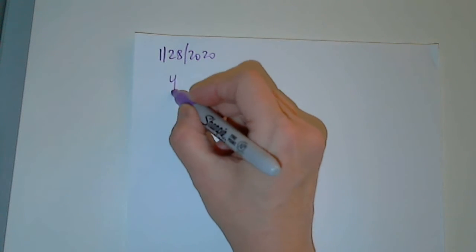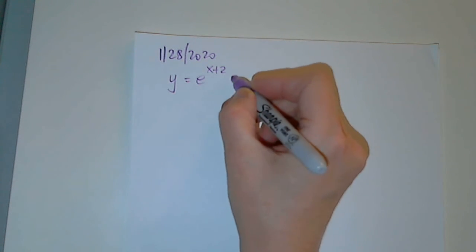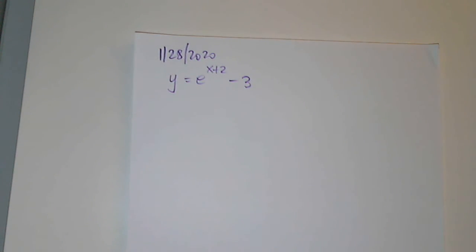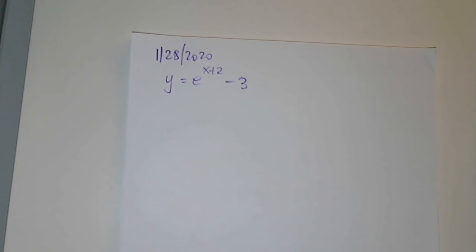So we have y equals e to x plus 2 minus 3. Yes? That's the one. Okay, so now remember, e is a number greater than 1 or less than 1. If you say greater than 1, the function will look like this. If you say less than 1, the function will look like this. Which one? Is e a number greater than 1 or smaller than 1?